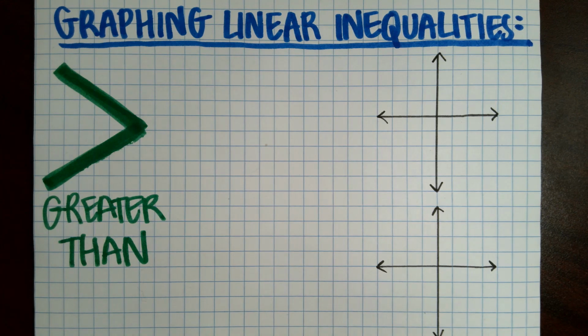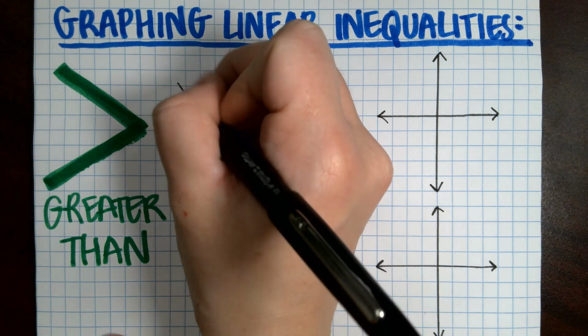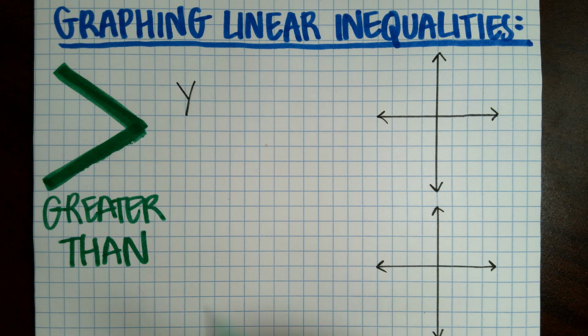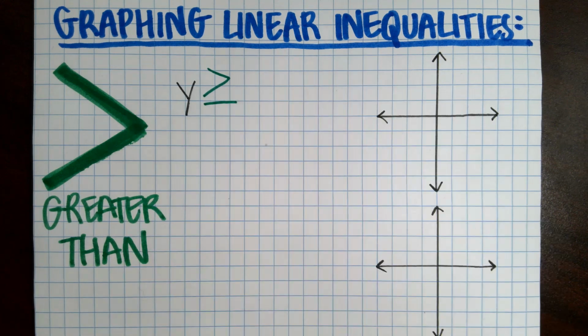Okay, so a linear inequality is super similar to a linear equation. So a linear equation is just y equals mx plus b. A linear inequality, the only thing that changes is the equal sign. Instead of y equals mx plus b, for our first example, we're going to put y is greater than or equal to mx plus b.